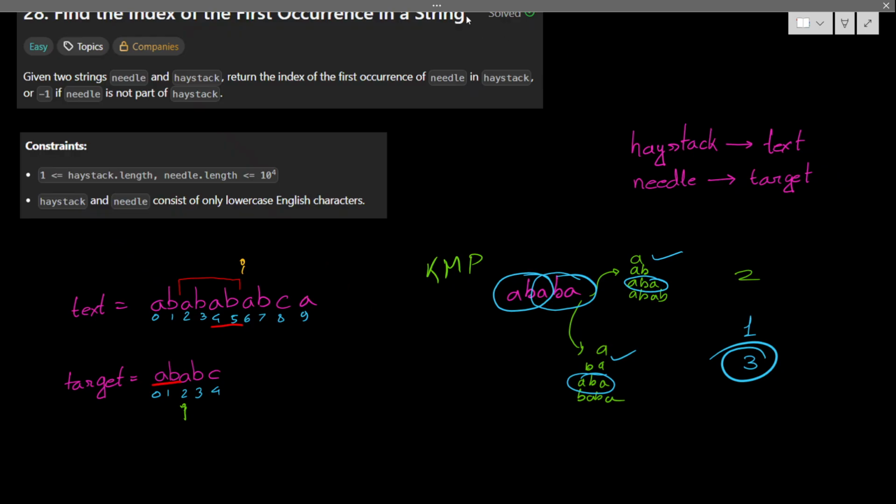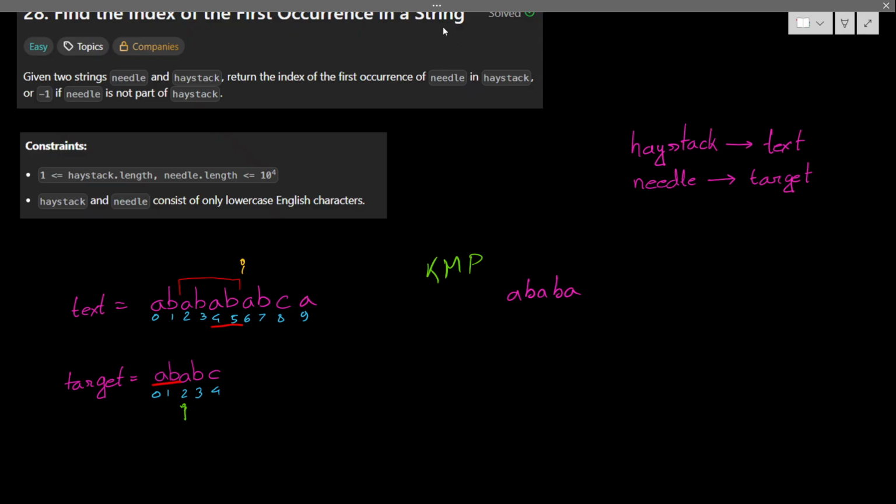So what is the advantage of finding the longest prefix and suffix? The advantage is, if I know this ABA is also present here, there is no need to check ABA again. I can directly start from BA because I know this ABA is already present. That's why I have taken this example. The example was ABAB, and our target string was ABABC.